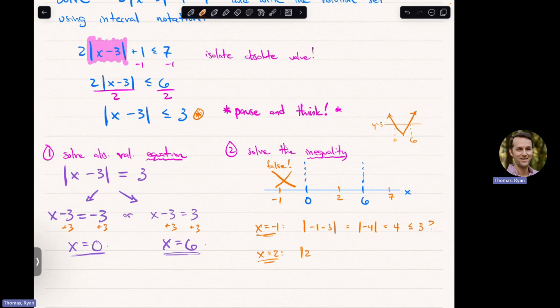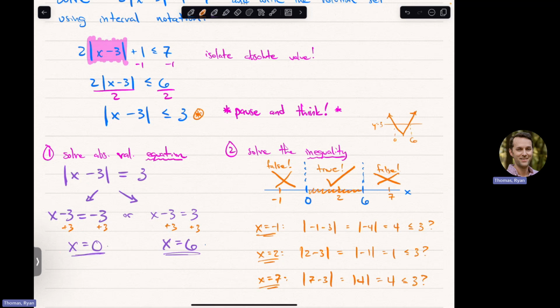Do the same thing with these other two intervals. The absolute value of -1 is 1. Is 1 less than or equal to 3? Yes. This interval is going to be included then in my solution set. And 7 minus 3 is 4. 4 is not less than 3. So I don't include that piece.